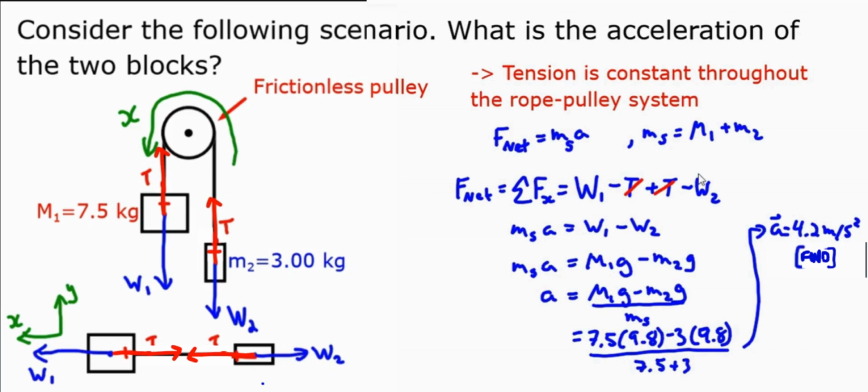We found a net force, found that tension canceled, and we found that the acceleration of the system was 4.2 meters per second squared, and we called this a forward direction, where it's down on the larger mass side and up on the smaller mass side. So the question then becomes, how do I find the tension in that string or rope if it cancels out of this problem? That's what we're going to look at here.